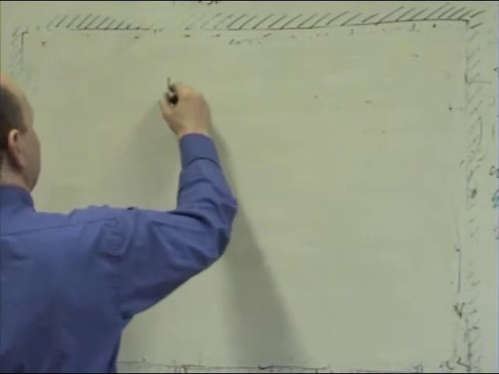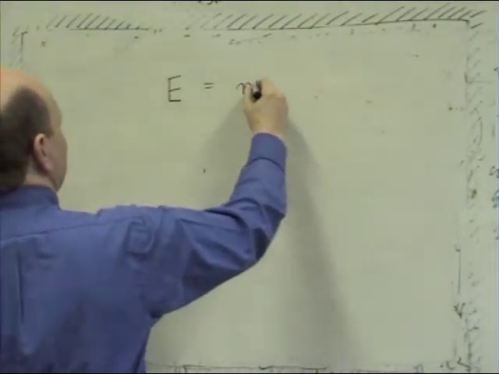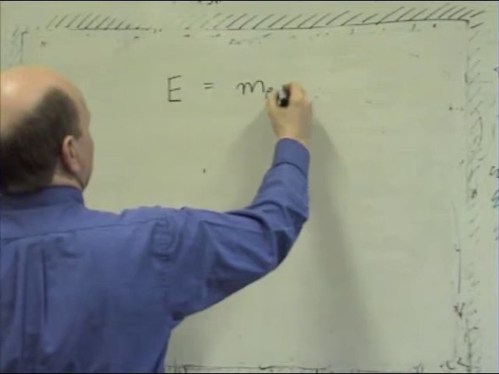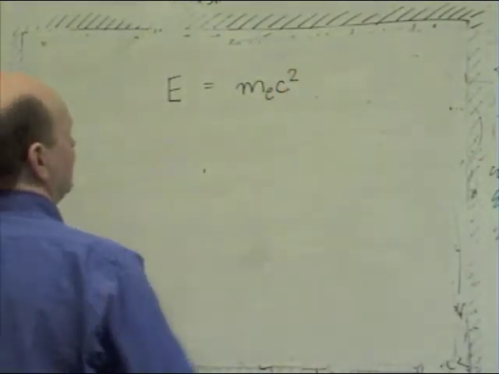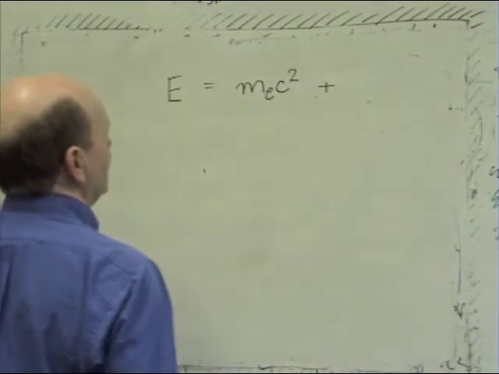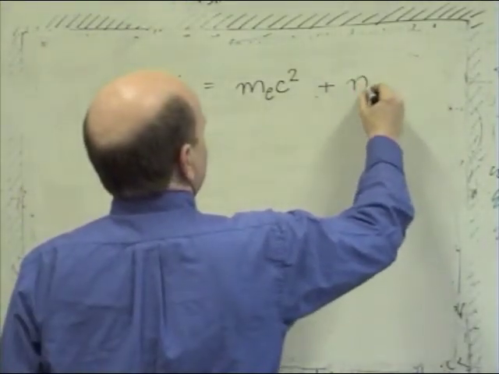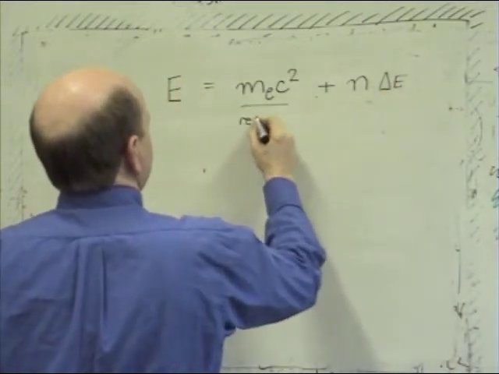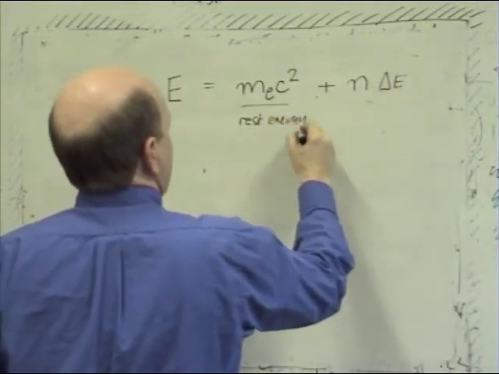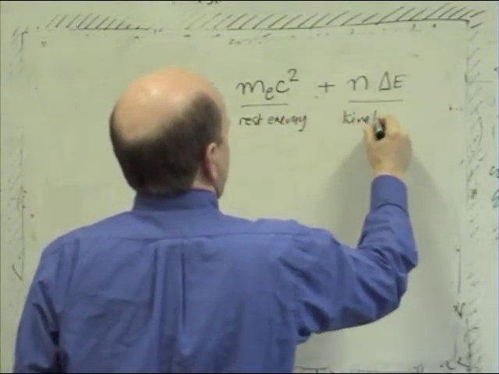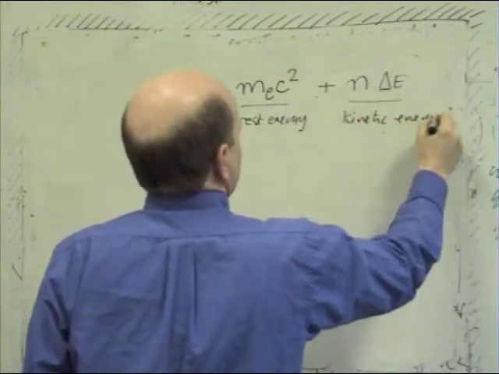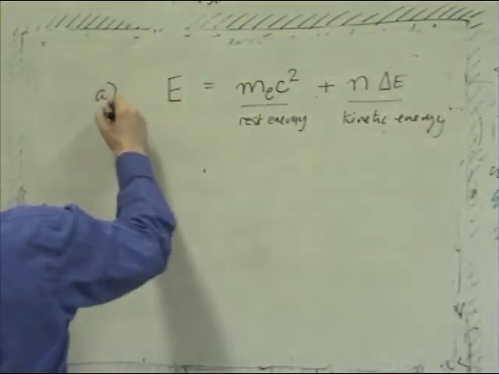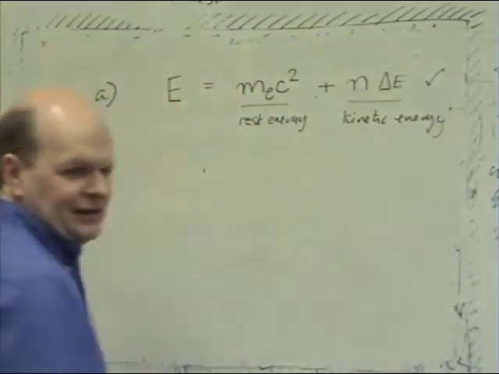So you start with negligible velocity, in other words it's got no kinetic energy. So the total energy contains a contribution from its energy when it's at rest, which is just its rest energy, mc squared. And then it also contains another contribution from after n cycles it's gained a kinetic energy of n delta E. So this is the rest energy, and this is the kinetic energy. And that formula for the total energy is enough to get you 3 marks from part A.